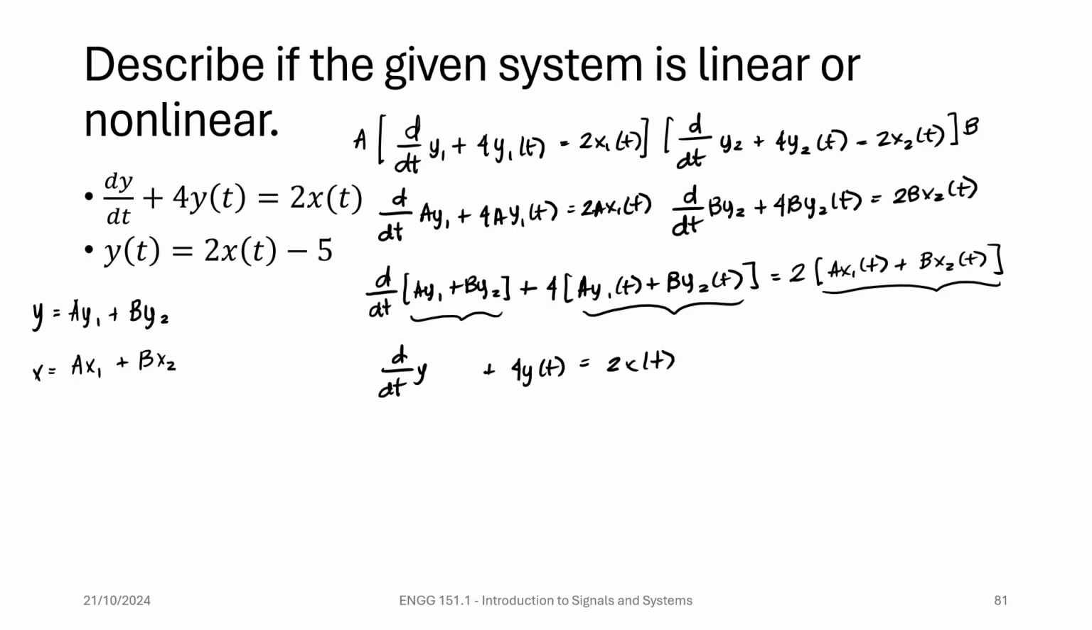Now, after you have substituted, check the original equation. Are they the same? If they are the same, okay, then therefore this is linear. Therefore this is linear because it's the same as the original function or the original system. It just went back to the original system. Okay, so I hope malinaw po. So let's try number 2.